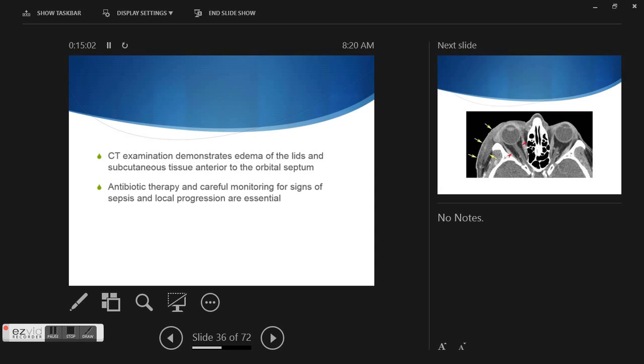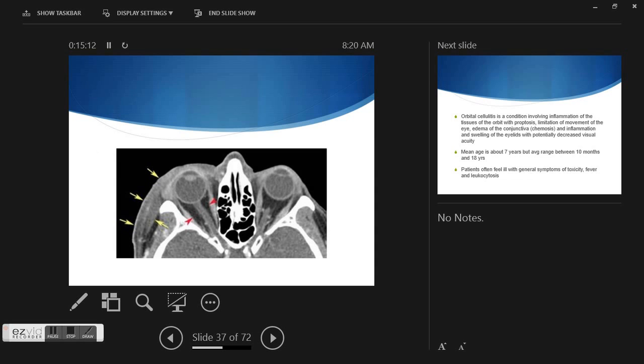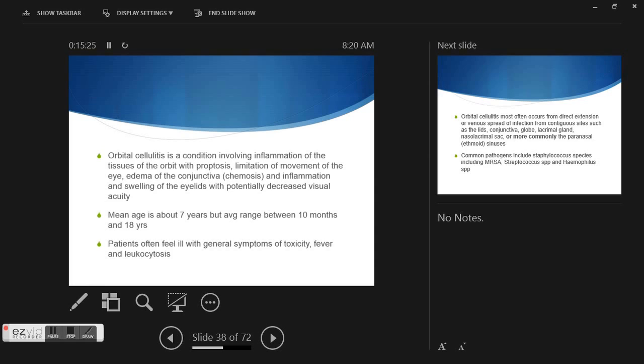CT exam demonstrates edema of the lids and the surrounding subcutaneous tissue anterior to the orbital septum, and antibiotic therapy and careful monitoring for signs of sepsis and local progression are essential. And here is a CT. You can see that there's marked swelling of the eyelid and the subcutaneous tissue around the eye.